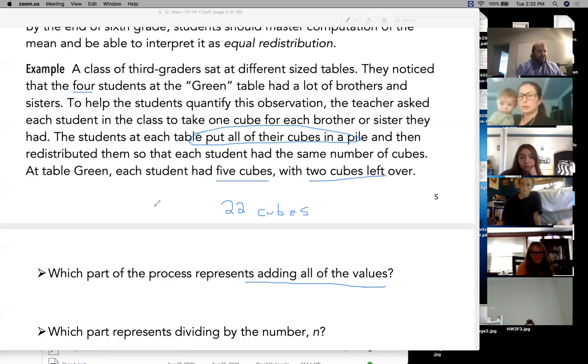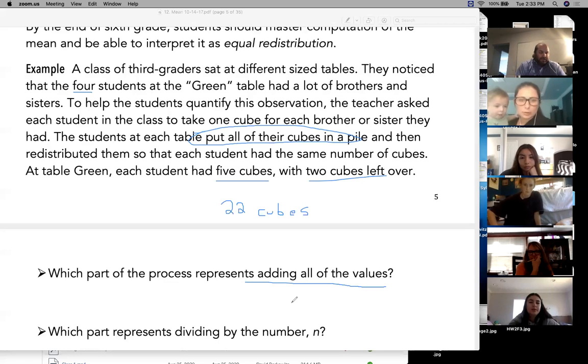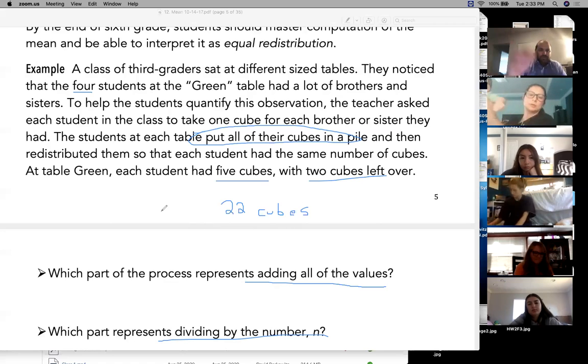Okay. Which part represents dividing by the number n? Putting them on each table? Well, no, we're only looking at a table. The redistribution between the 4 students. Yes, that's the redistribution between the students, the 4 students. Where do you get the number from? You said add all the values. Add all the data, there's 22 cubes in total. So 22 cubes, right? And we divide them amongst the 4 students, right? So that's dividing by the 4, that's redistributing them so that each person gets the same amount of cubes.